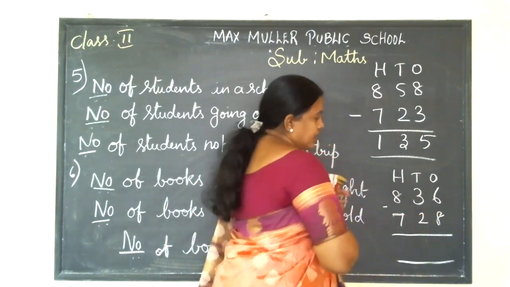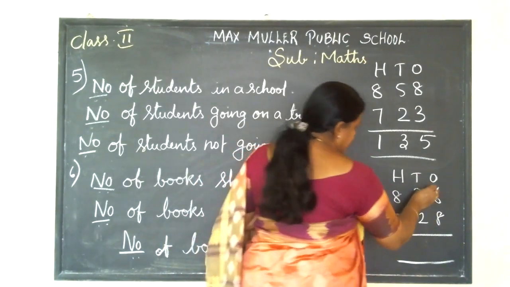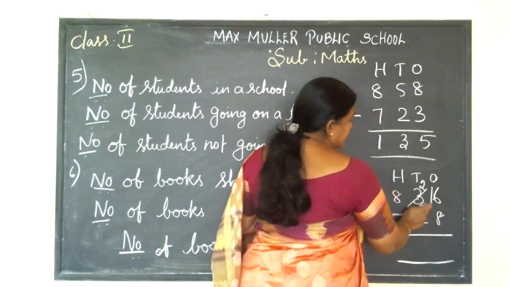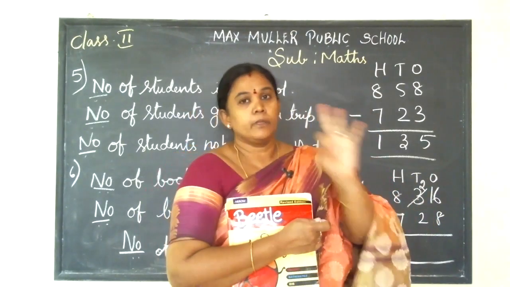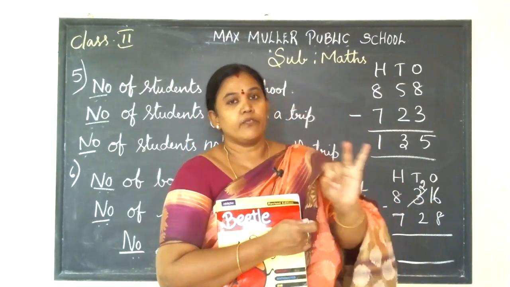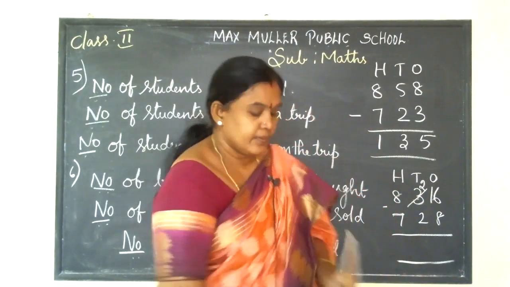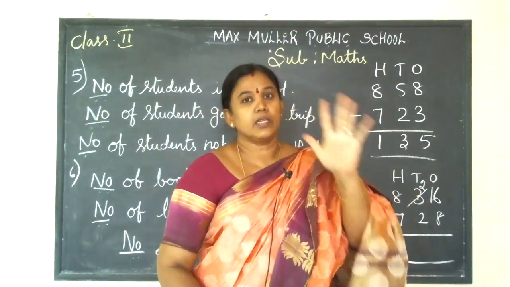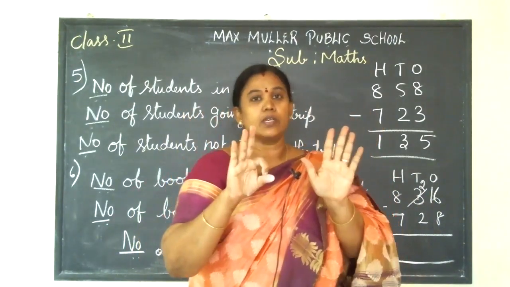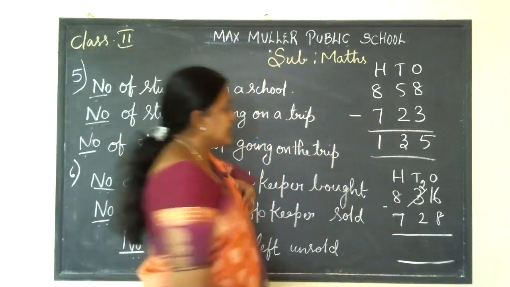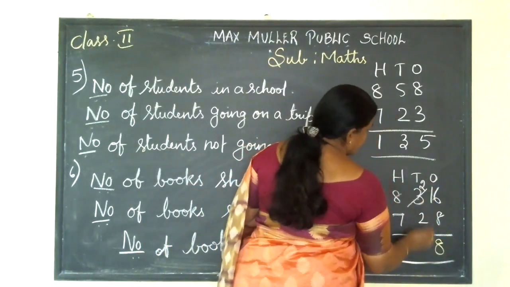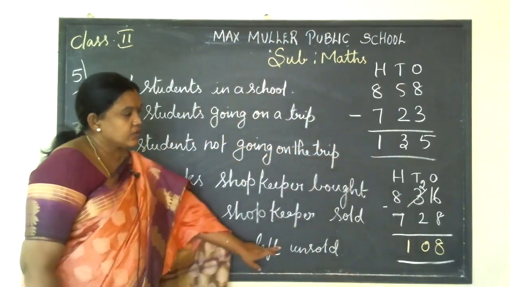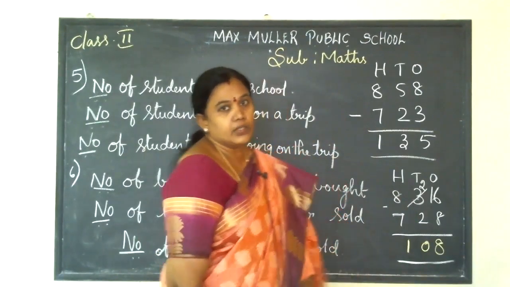You cannot take 8 from 6. So you want to borrow from 3. If we borrow 1 here, 6 becomes 16, 3 becomes 2. 16 minus 8. After 8, 9, 10, 11, 12, 13, 14, 15, 16. How many fingers open here? 8. So 16 minus 8, 8. 2 minus 2, 0. 8 minus 7, 1. So the number of books left unsold is 108 books.